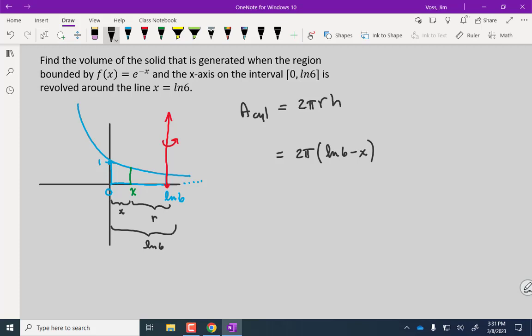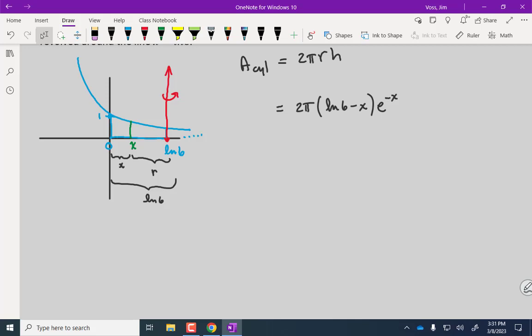All right. How about height? It's the function, e to the negative x. Perfect. So that is the area of the cylinder at x. And to get volume, we integrate the area. So the 2 pi can come out to the front: 2 pi times the integral from 0 to ln of 6 of (ln 6 minus x) e to the negative x dx.